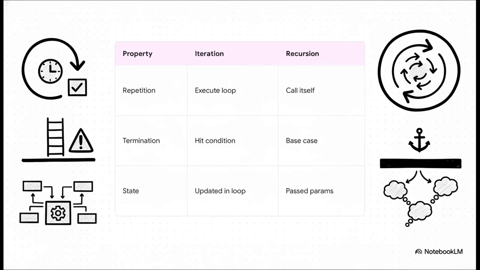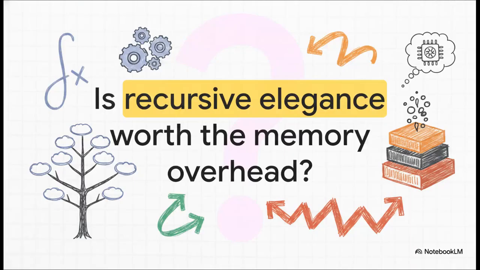To break it down simply, iteration relies on looping back and manually updating its state as it progresses, terminating only when a specific loop condition is met. Recursion, on the other hand, achieves repetition by literally calling itself, passing the current state forward as new parameters, and completely relying on that base case emergency brake to stop the chain reaction. Which leaves us with a really fascinating trade-off to ponder.